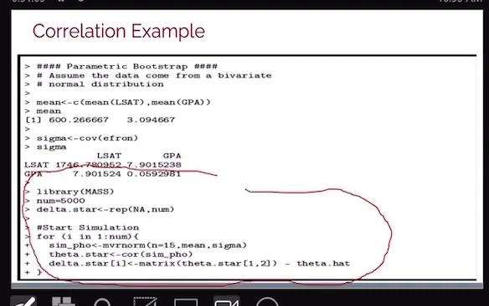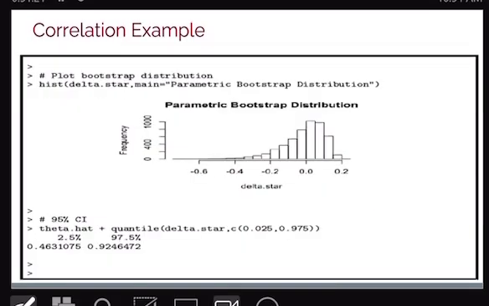I'm going to load a package called MASS. The number of simulations is 5,000. Look at all of that. Now, when you run the code, this is the histogram. It's trying to tell you that it is kind of skewed. You see what came out of that, and this is the confidence interval of that.